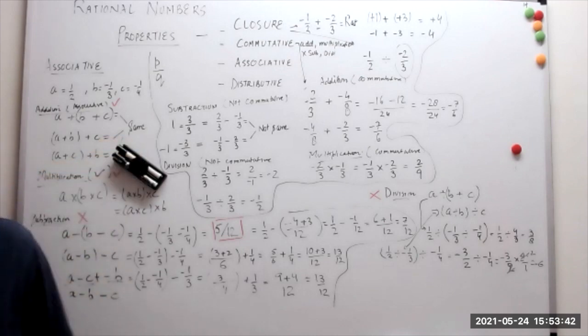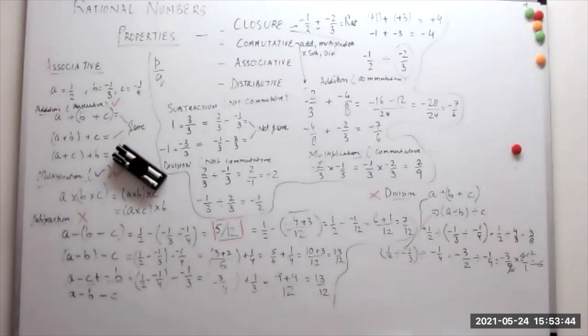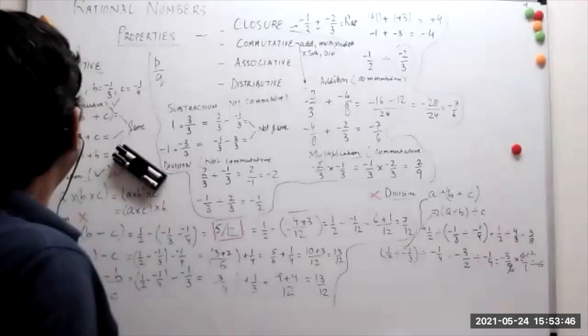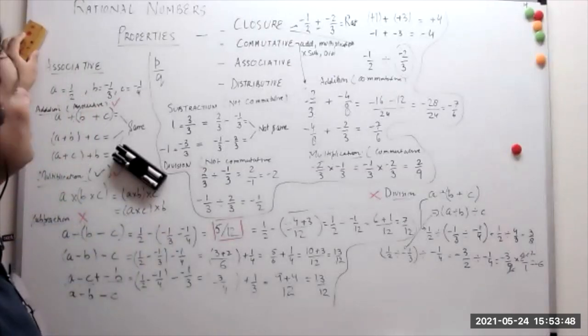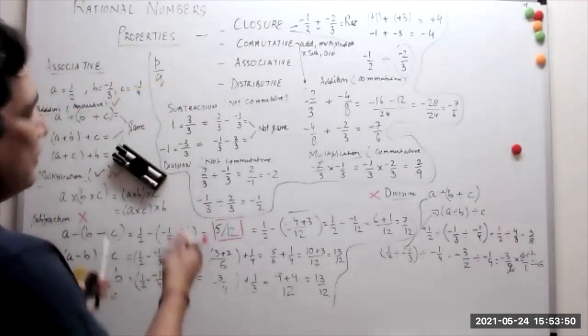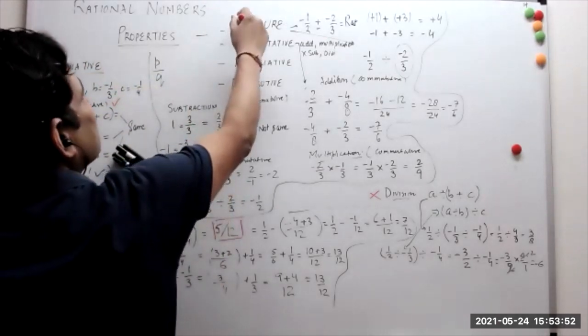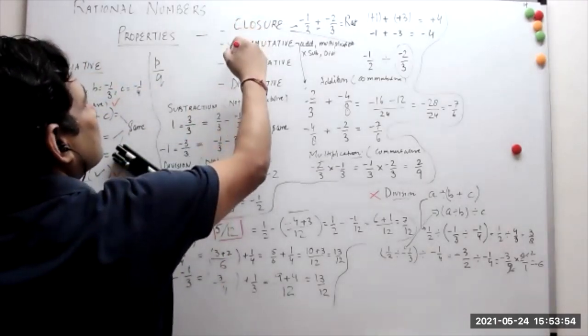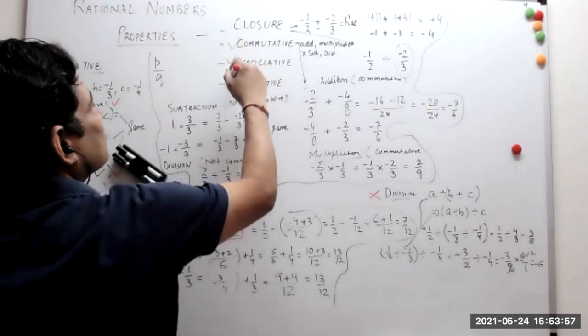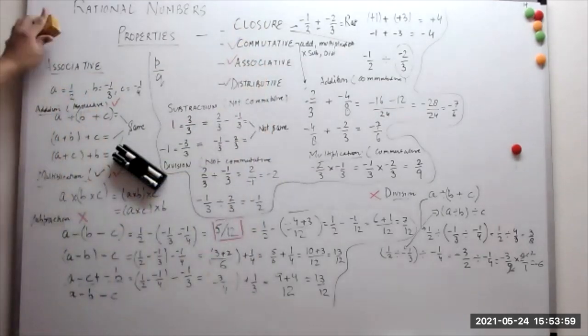Have you taken the screen? Yes, sir. Okay. Now we'll talk about the next property. We have covered closure, we covered commutative, associative, and let's see what this is, distributive.